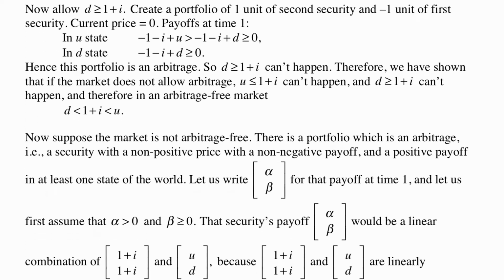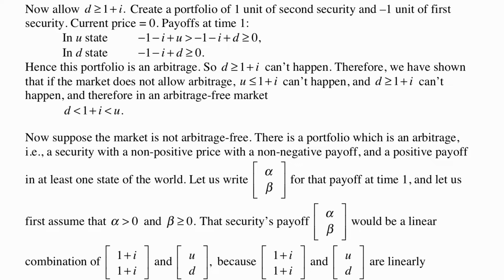Now allow D to be greater than or equal to 1 + I. Create a portfolio of 1 unit of the second security and -1 unit of the first security. Current price is 0. Payoffs at time 1 are, in the U state, -1 - I + U, which is greater than -1 - I + D, greater than or equal to 0. And then in the D state, -1 - I + D, which is greater than or equal to 0. So this is an arbitrage. And so if the market is arbitrage free, D being greater than or equal to 1 + I can't happen.